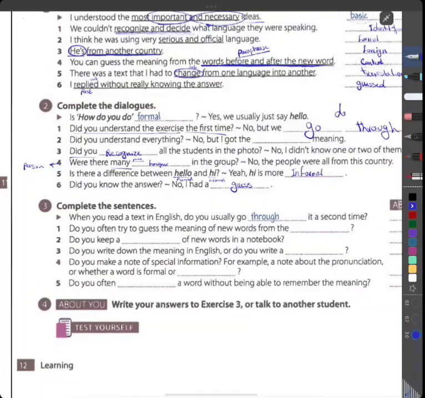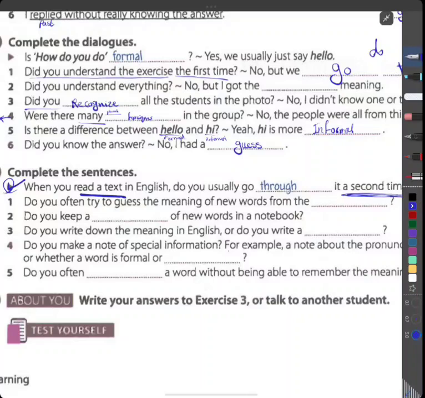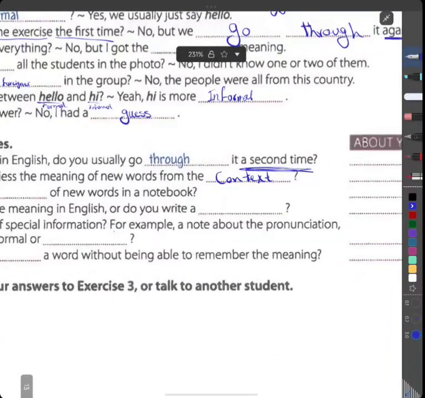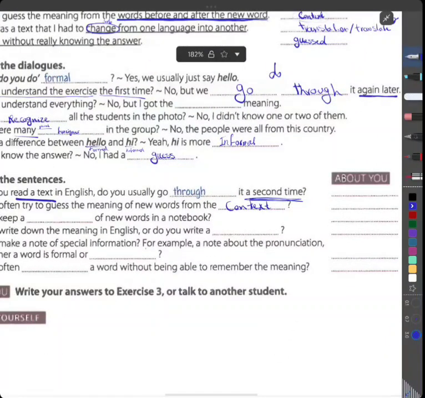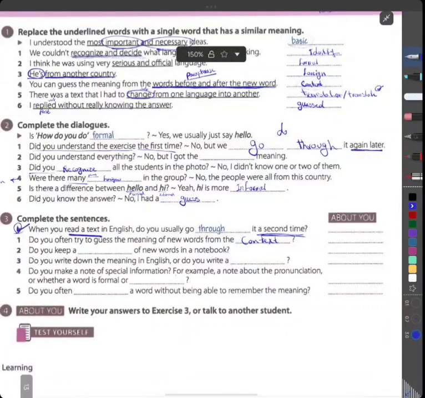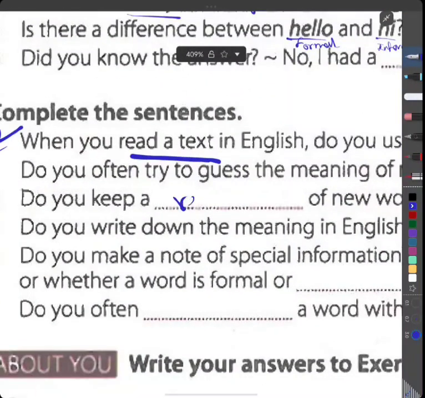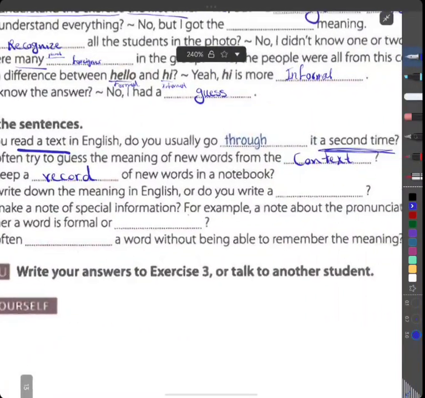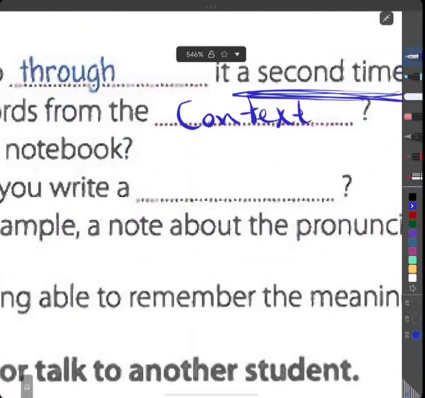Number 1, exercise 3. Do you often try to guess the meaning of new words from the context? It's about new words. I said, when you have a new word, you look at the words or the sentences that are before and after the word. It means context. Do you keep a record of new words in a notebook? Record. Do you write down the meaning in English or do you write a translation?